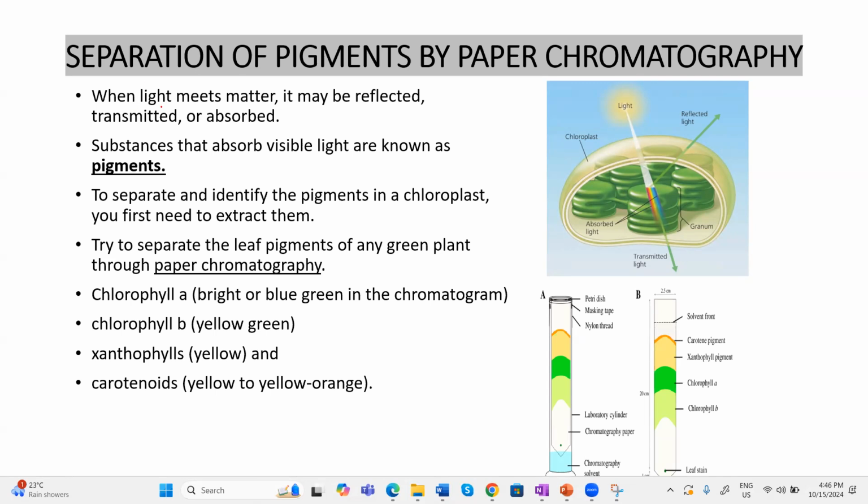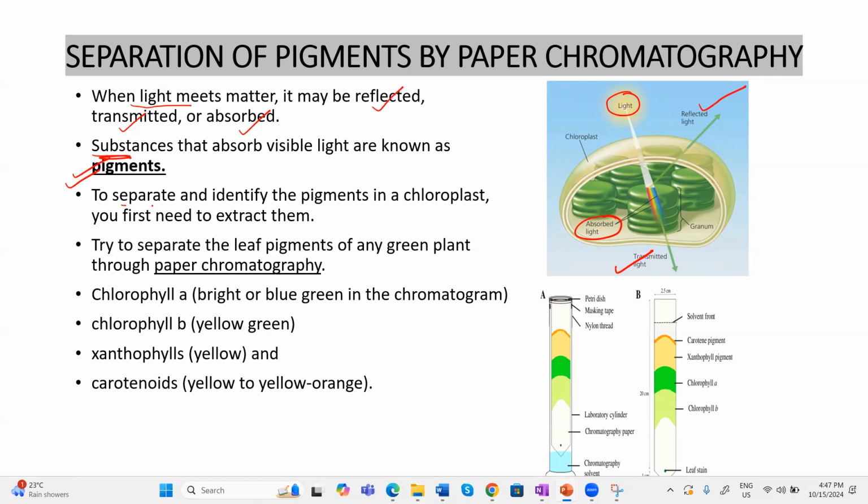First, let us understand the basics. When light meets matter, what will happen? Either it will be reflected, or it is transmitted, or it is absorbed. See in the diagram, this is light, and it is either reflected, transmitted, or absorbed. The substances which absorb visible light are known as pigments.